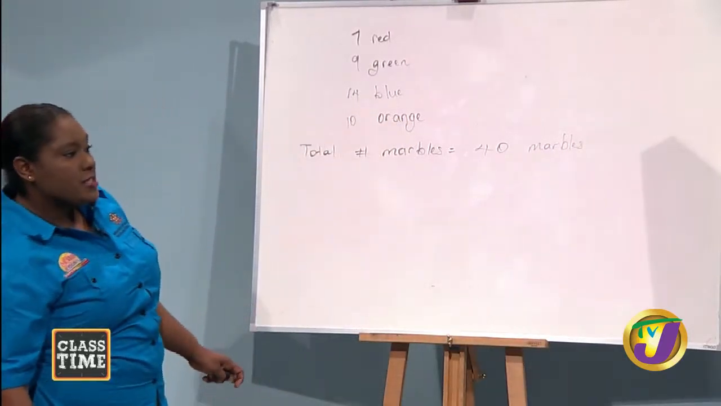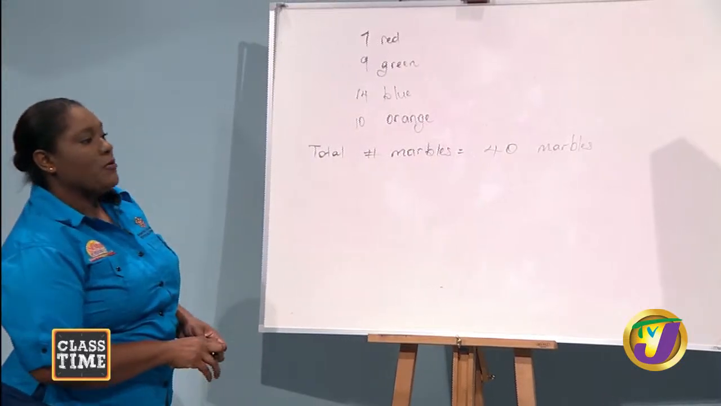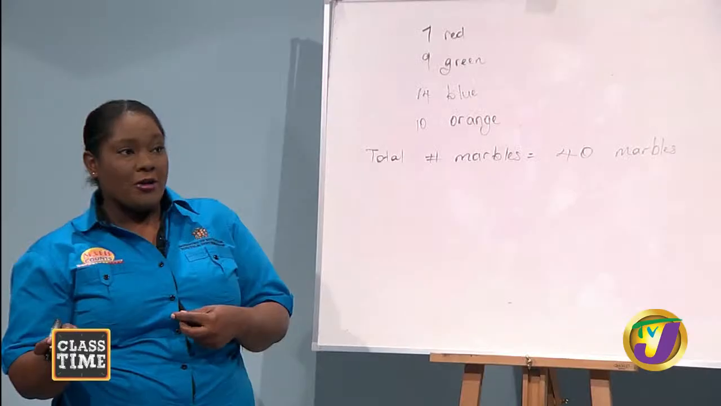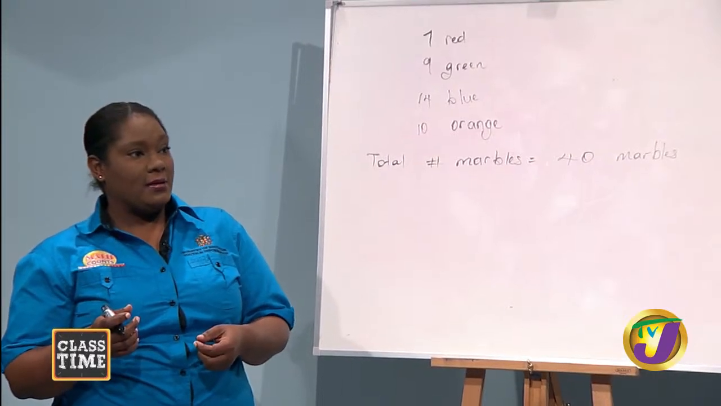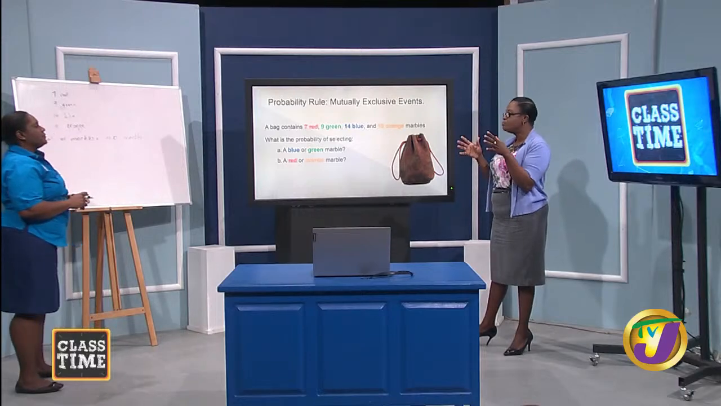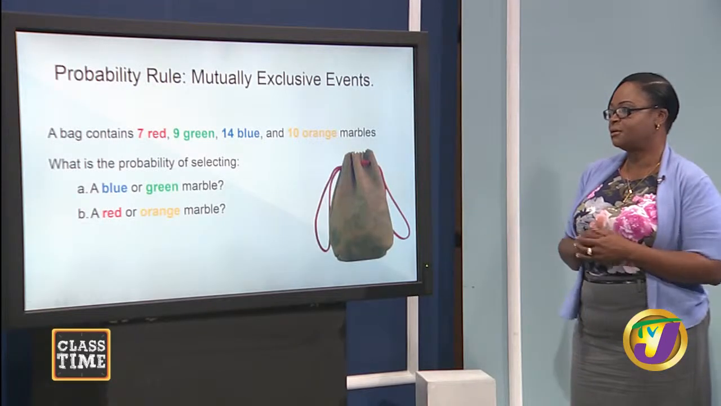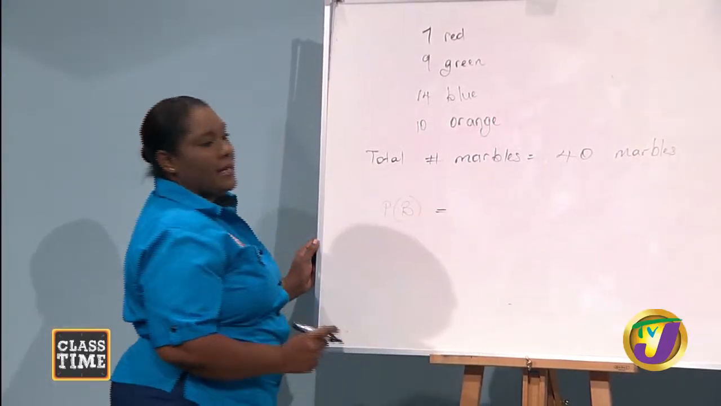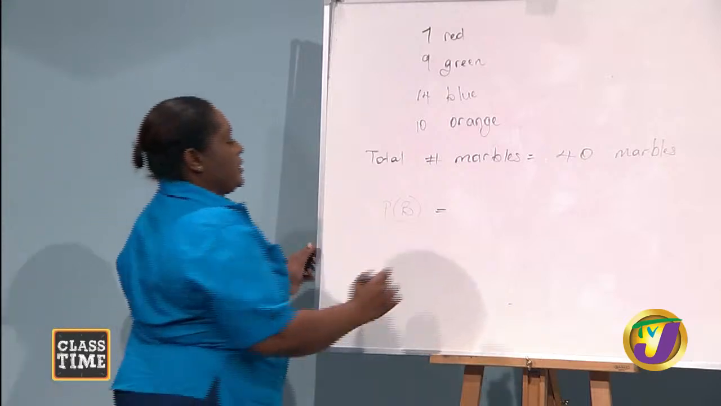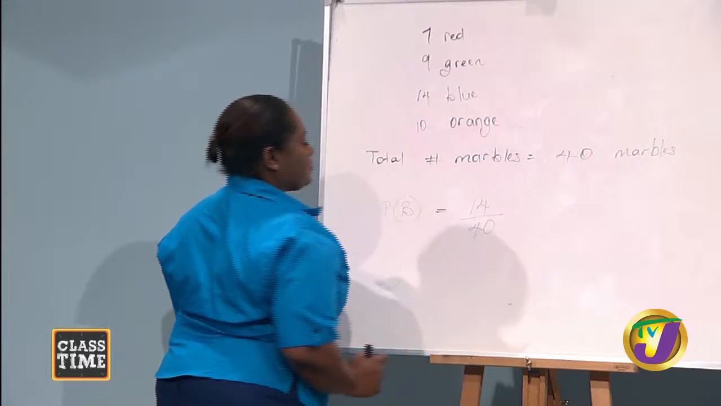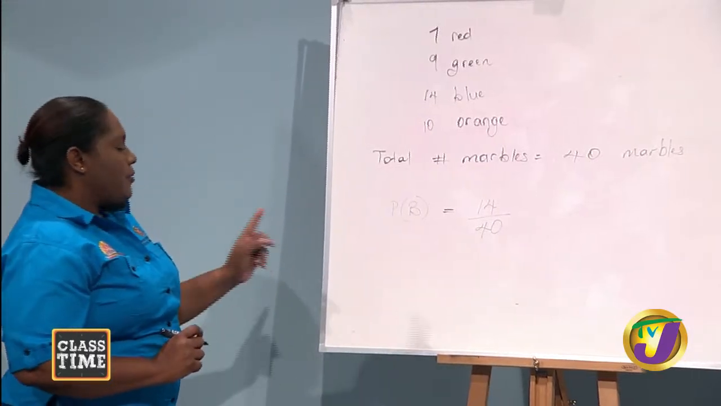The first question wants us to find the probability that we're selecting a blue or a green marble. Now, can we have a marble that's blue and green at the same time? Not in this case. So what kind of event are we dealing with? Two mutually exclusive events. Right. For blue, the probability of getting a blue marble: how many blue marbles do we have? There are 14 blue marbles. And what's the total number? Out of a total of 40 marbles. Good. So that is the probability for blue.